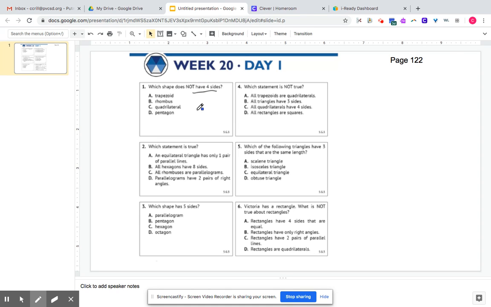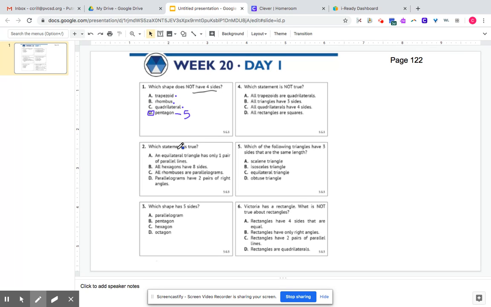Okay, number 1. Which shape does not have 4 sides? So we're looking for a shape without 4 sides. We know a trapezoid has 4 sides. A rhombus has 4 sides. A quadrilateral is a shape with 4 sides. And you might recall from 4th grade that a pentagon is a 5-sided figure. So the answer for number 1 would be, in fact, D.